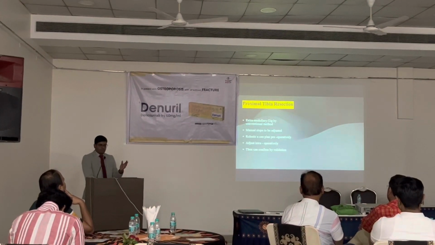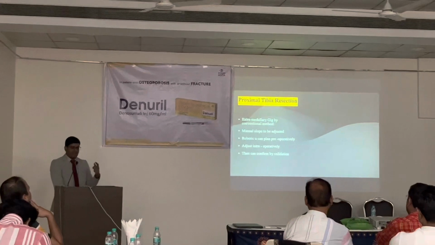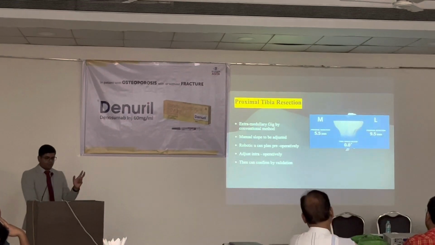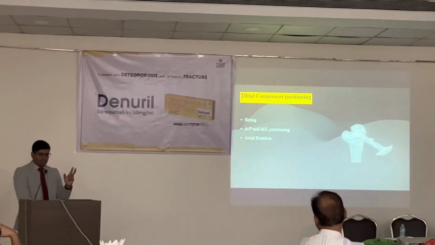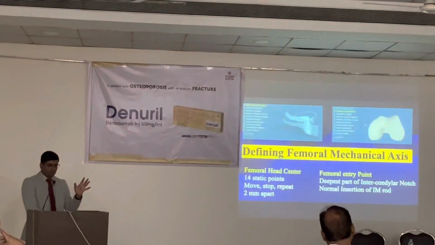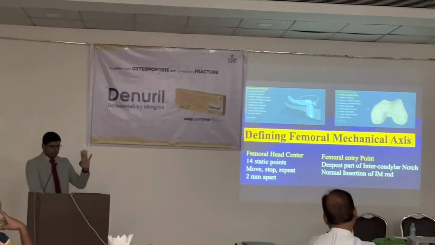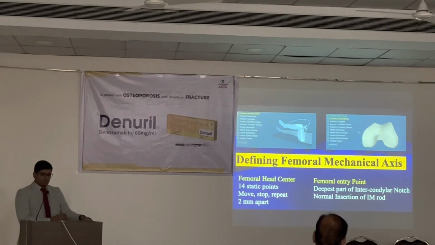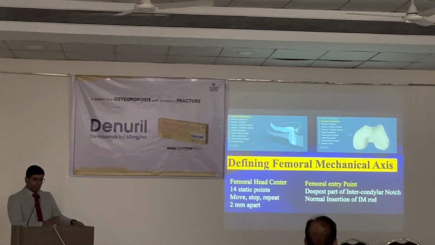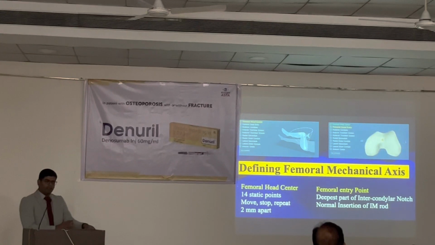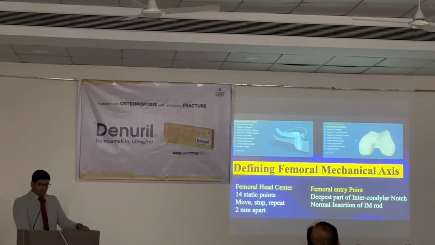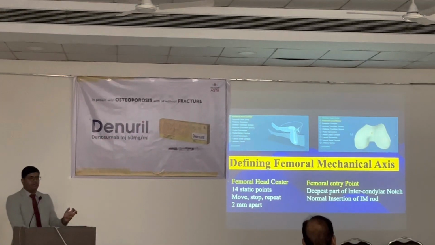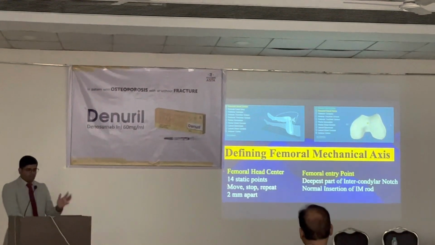Proximal tibial resection in conventional is done with the extramedullary jig, and the slope has to be adjusted manually. With robotic, you can plan it preoperatively, adjust intraoperatively, and confirm by validation. While performing the robotic, you have to define certain points. To define the femoral axis by the femoral head, you have to rotate the femoral head and mark 14 static points. In a circumduction gait you have to move, stop and repeat, 2 mm apart, and then take the femoral canal entry.